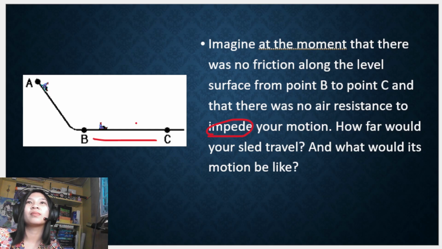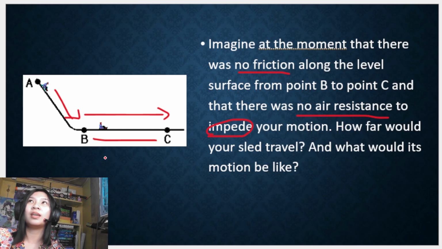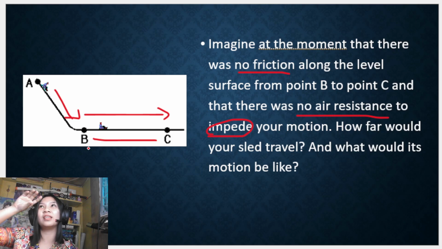It means if there is no air resistance and there is no friction, your motion will continue infinitely. Nga naman, because you're already in motion from A to B. In motion na ka na. Just being at the top of that plane, you will have motion pag imuhan na siyang slide dira, no? Because sliding is a motion. Sliding down is a motion. So when you are already in motion, then you will stay in motion as stated in the law of inertia.